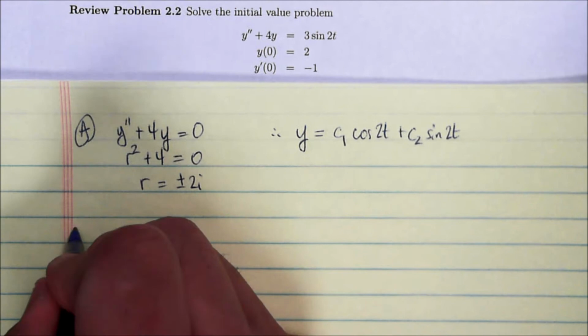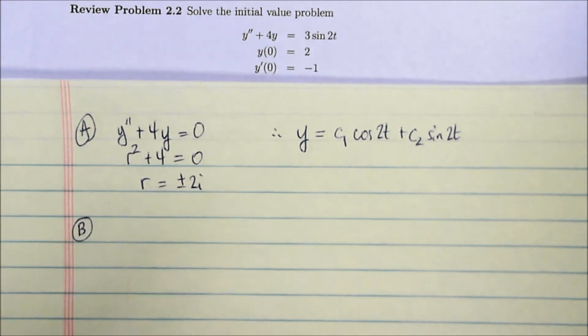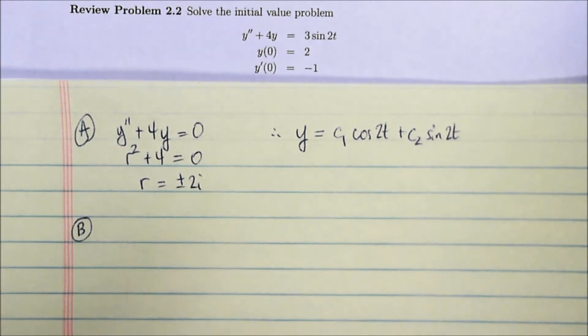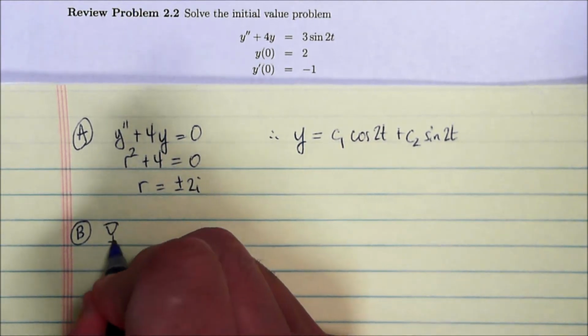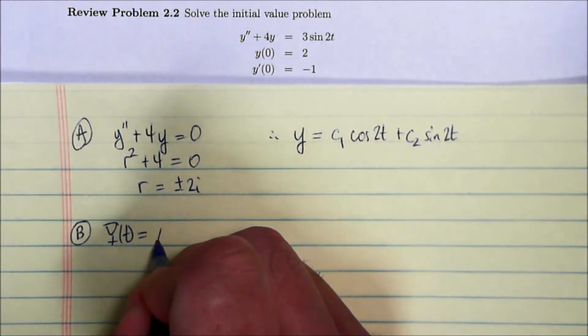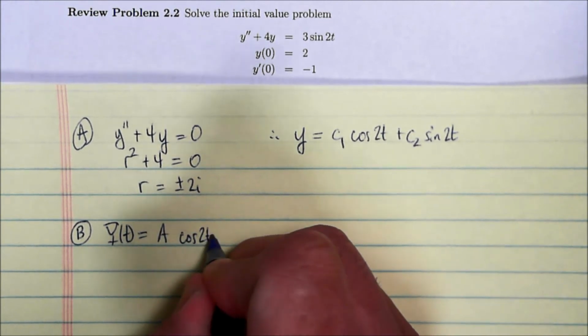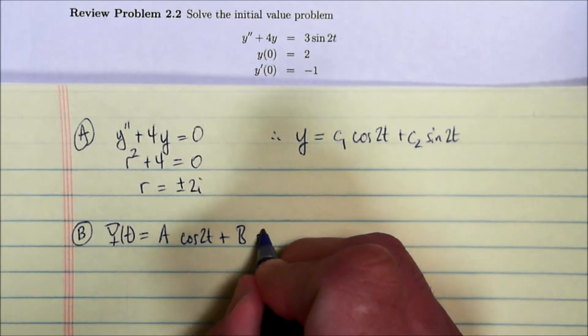Our second step is we're going to find a particular solution. Now, there's two ways of doing this. First, I'm going to do this by the method of undetermined coefficients. Later on, I'll do variation of parameters. Okay, so we get started. Now, we let y of t be equal to a times cosine 2t plus b sine 2t.